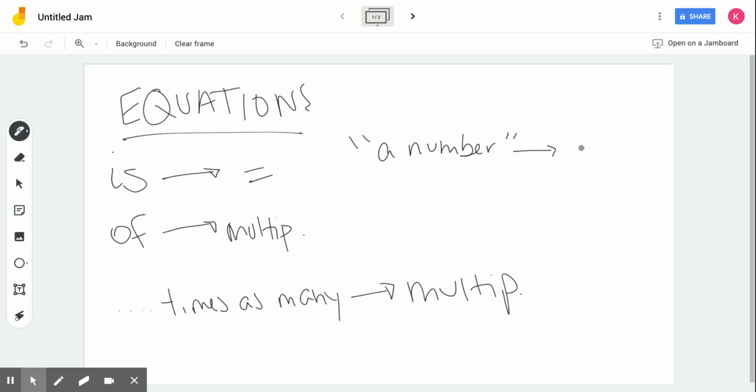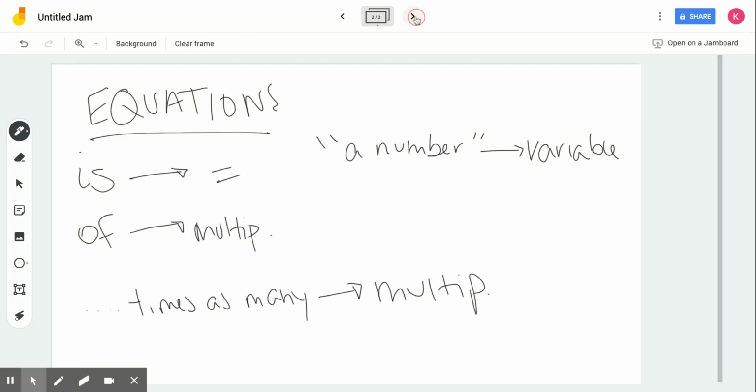Another one is when we see the phrase a number, this is going to tell us that we need a variable. Remember, a variable is a letter that we use to stand for an unknown number. You can use almost any letter that you'd like. We try to stay away from ones that could be misread as a number. So try to stay away from your L's, your O's, things like that. Your S's usually aren't the best choices because they can be confused with a number.